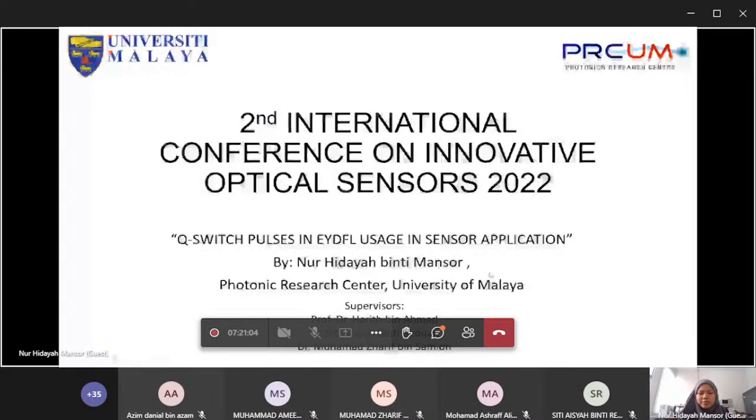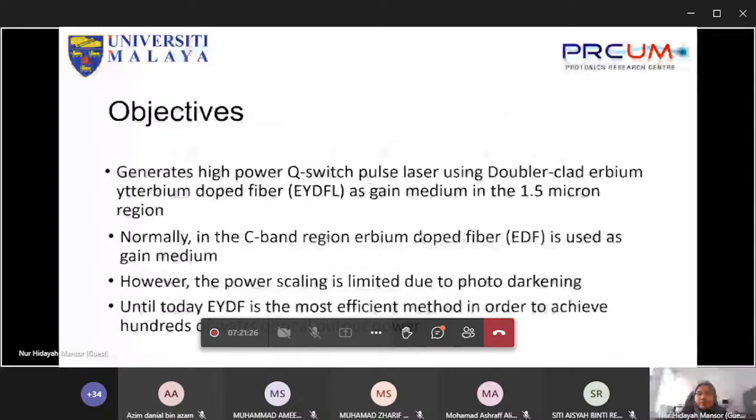Right now I'm doing a master by research at the Photonics Research Centre, Universiti Malaya, under the supervision of Prof. Haris, Dr. Aisha and Dr. Zarif. Today I will be presenting about Q-switched pulses in an erbium ytterbium-doped fiber laser and its usage in sensor applications. My main objective is to generate a pulsed laser, mainly Q-switched and mode-locked. But in this conference, I will focus more on Q-switching using a double-clad erbium ytterbium-doped fiber as a gain medium in the 1.5 micron region.